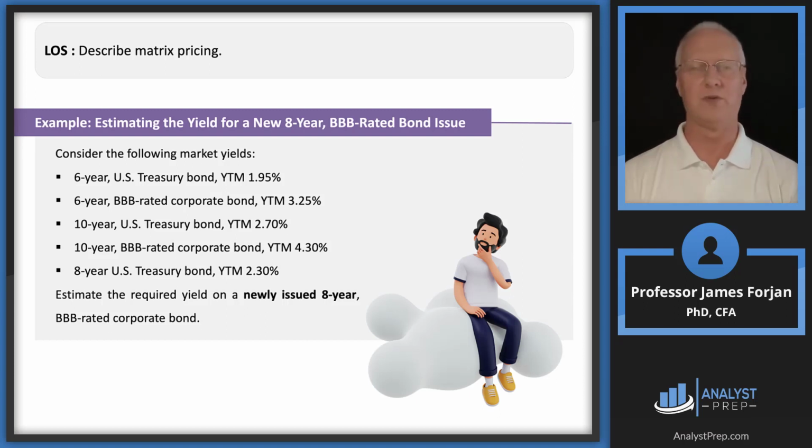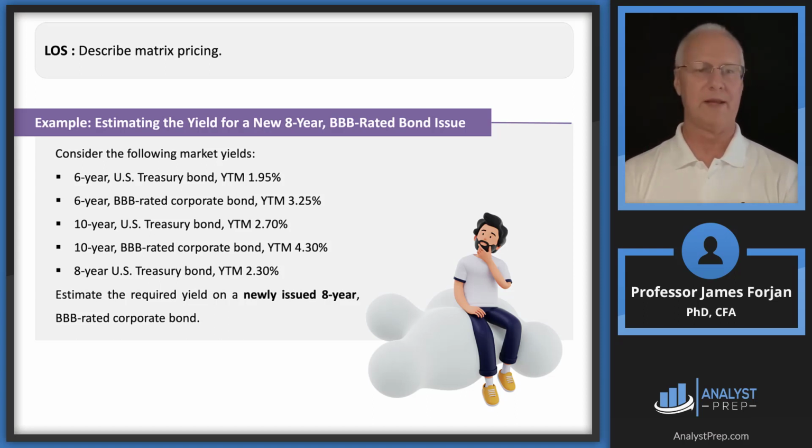And this is really super simple here. So we're going to estimate the yield on a new 8-year BBB rated bond issue. If we're a company issuing this bond, we're going to pick up the phone and ask the investment banking industry, what do you think the yield on our bond will be? The yield to maturity. That's the borrowing interest rate.